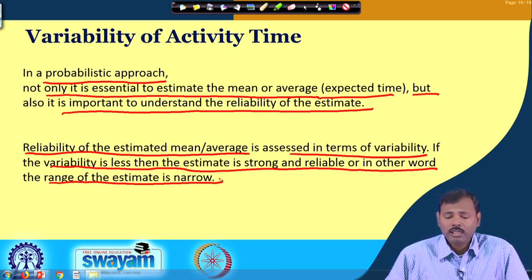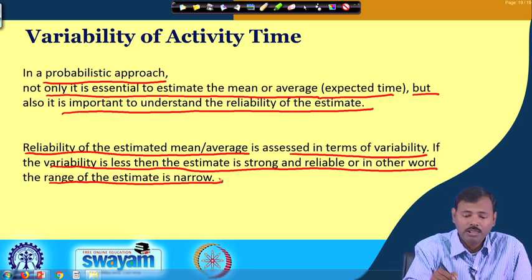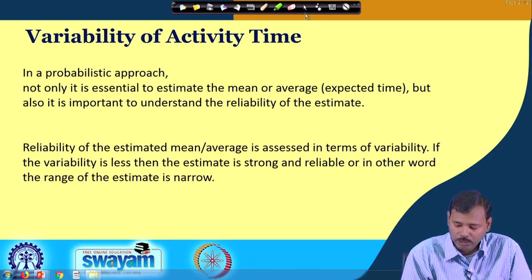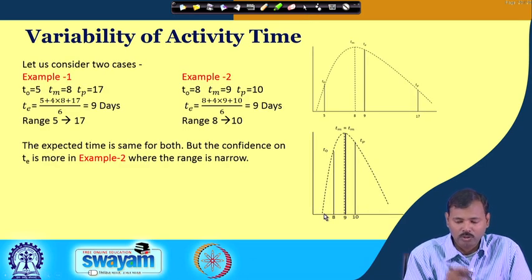So, that means for the expected mean which we are considering, if the variation is very high, range is very high, then the reliability of that mean is also very less. But if the variability is less, standard deviation is less, then the reliability of the mean is very high. We can understand these points from statistics also.